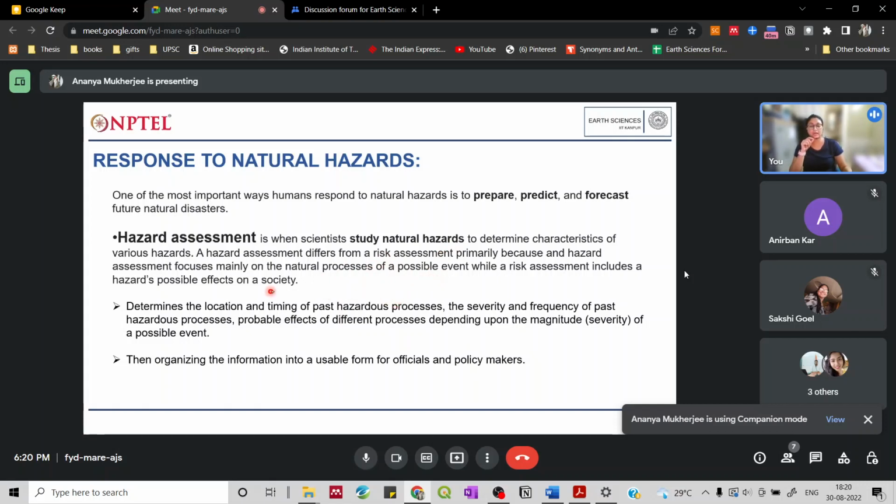So this kind of information is clubbed together and interpreted, and then the relevant organizations and officials can make a proper warning system or preparedness document, and then it can be circulated among the population that is staying in such disaster prone areas. So that would be the hazard assessment, which is based on assessing the properties of the natural hazard that we are concerned about.